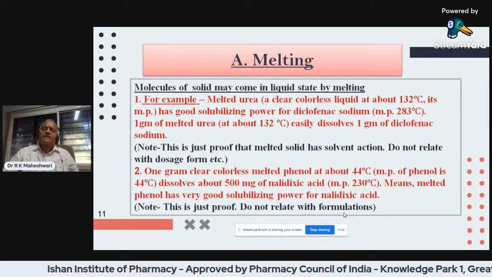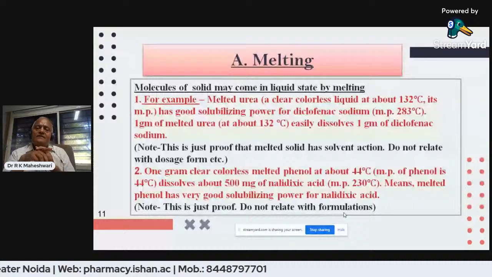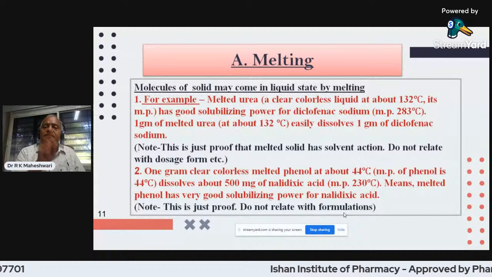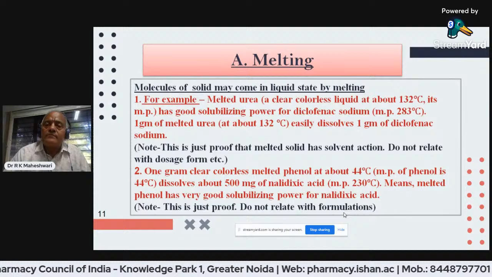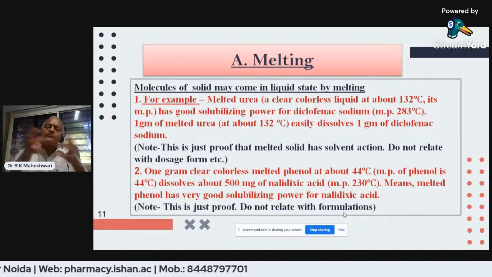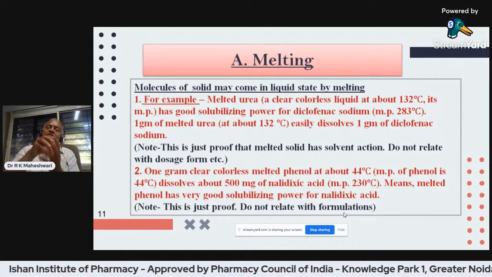But at a temperature of 132 degree centigrade, where the urea is in liquid state, it is a very good solvent for diclofenac sodium. What is the reason for this? The reason is the solubilizing power of the urea molecules. The urea molecules are in liquid state, and they are involved in hydrogen bonding and weak van der Waals forces with the molecules of diclofenac sodium. That's why you get a clear solution. This is proof that a solid like urea has solubilizing power. Suppose there was no solubilizing power in melted urea liquid, then you would have obtained a suspension of diclofenac sodium. Anyway, this is proof that solids have solubilizing power.